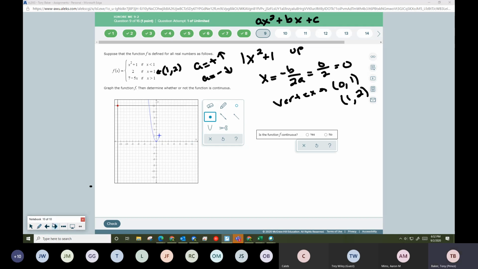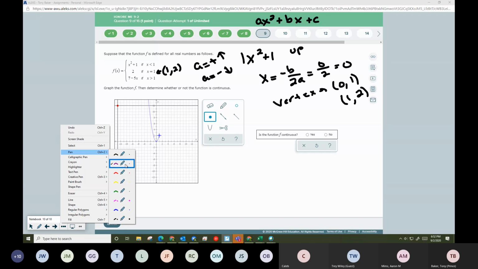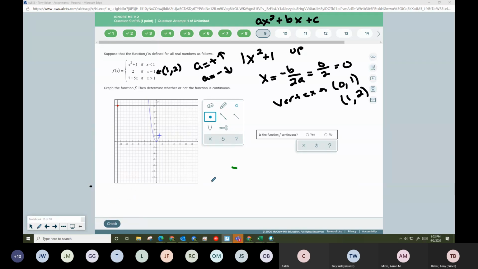And now I got to graph the last one. Now I got the 7 minus 5x, and that's x is greater than 1. So I'm going to use the 1. Another number, so let's plug in 2. So if I plug in 2, I get -3. That's my next point. So the first one is an open dot, and the next one's a closed dot.